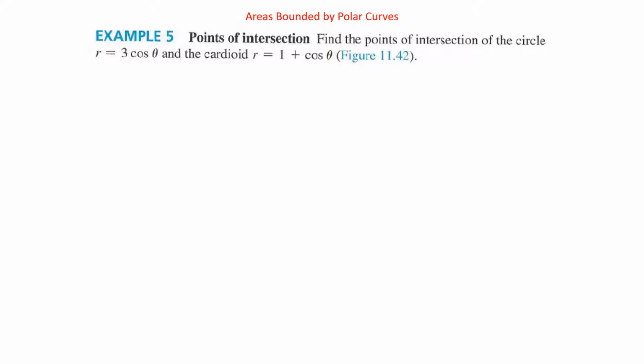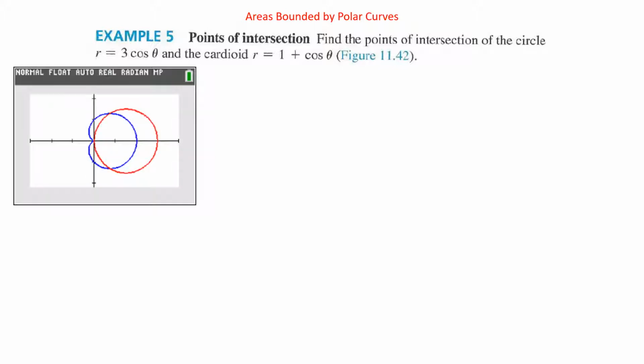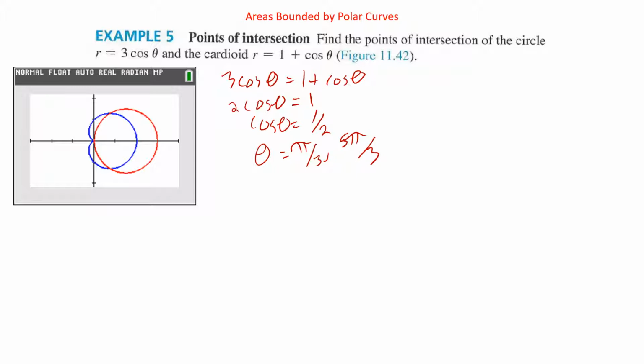So let's use our cardioid. This is actually a slightly different cardioid. It's reflected. It's 1 plus cosine theta instead of 1 minus cosine theta. And a circle, 3 cosine theta. Graph looks like that. We're going to find the points of intersection. Well, the points of intersection are where they're equal. We have r equals and r equals. So just set the r's equal to each other. 3 cosine theta equals 1 plus cosine theta. We can subtract a cosine theta to get 2 cosine theta equals 1. So cosine theta equals 1/2, which cosine equals 1/2 when theta equals pi over 3 and 5 pi over 3, which give us this intersection and this intersection.